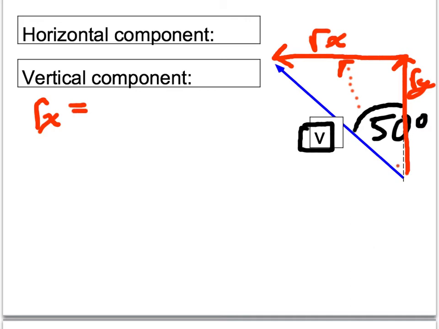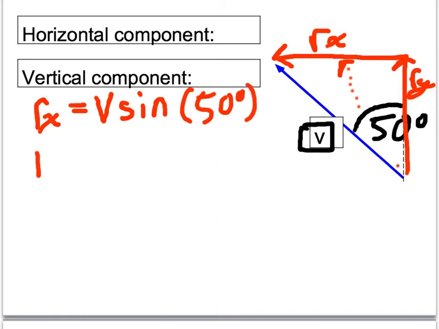So here, Rx, because it is opposite, and remember SOHCAHTOA, sine opposite hypotenuse. And so since Rx is opposite the angle, I would actually use the sine to get this one. So the answer will be Rx is V sine 50 degrees. And Ry here is adjacent to the angle, so CAH, cosine adjacent hypotenuse. And I'll get V cosine 50 degrees.